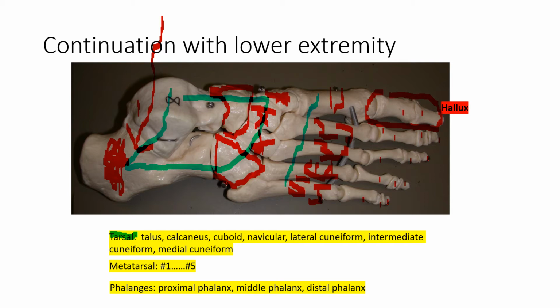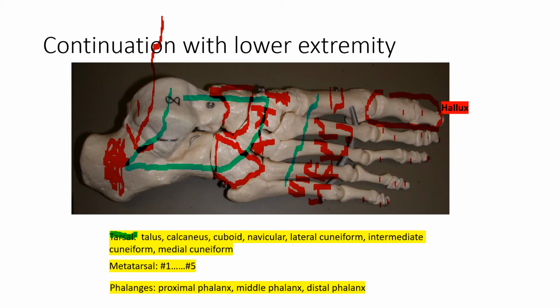The next one is going to be called the cuboid. If you look at the shape of the cuboid, it looks like a cube shape. And the next one next to it, more medial to it, is going to be called the navicular, and if you look at the shape of the navicular, it's more rectangular.